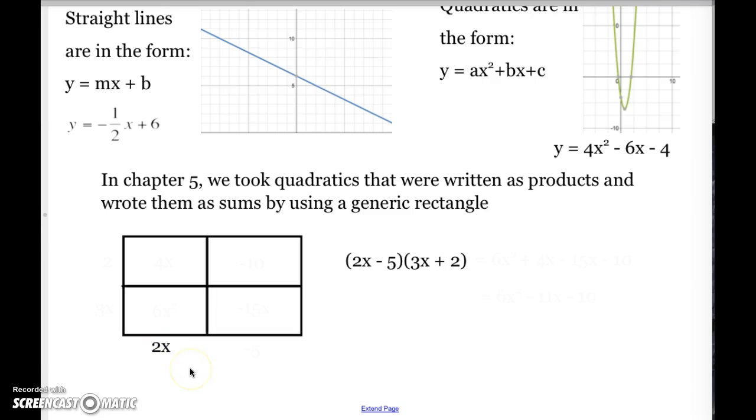So I put a 2x down there and a minus 5 in the next area. My other binomial is 3x plus 2. That's going to be my vertical portion of my generic rectangle. So I had to put a 3x there, and I put a 2 up here. Now when I multiplied, I just found the area of each of my boxes of my generic rectangle.